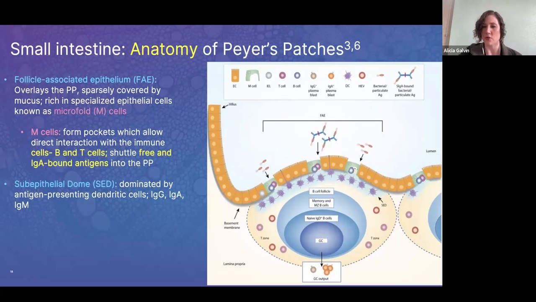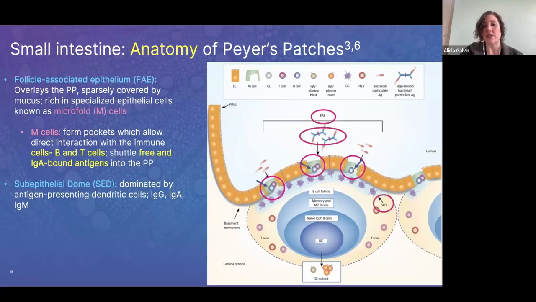So it's kind of a special section of the epithelium, and it contains these M cells. So M cells are these little pockets, and they are allowing this direct interaction with the immune cells. And it helps to also shuttle free and also bound secretory IgA antigens into the Peyer's patch. So it's sort of a gateway that then presents these antigens that are coming in to these dendritic cells.